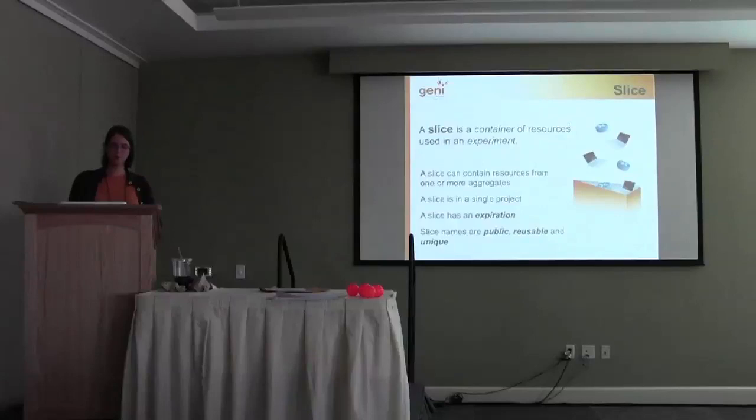And finally, you should have the expectation that slice names are public, that anyone can see them. You can reuse a slice name. You can have a slice called Bob right now, and that slice can expire, and you can make a new slice. It'll be a different slice, but it could also have the same name. You could have a second Bob slice. They're two different slices, but they have the same name.